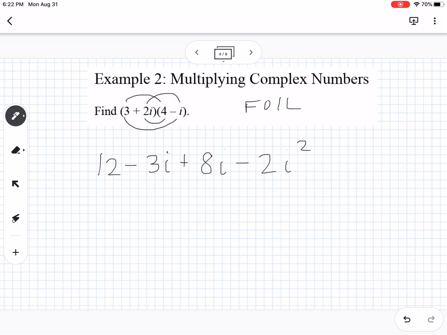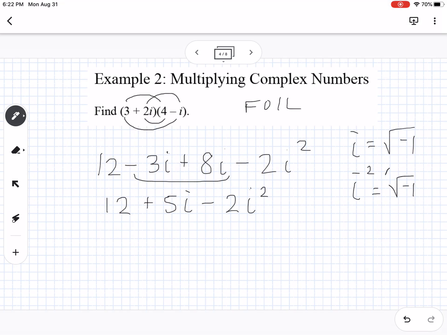Okay, so now we're going to combine the i's. So this would be 12 plus 5i minus 2i squared. So what we have to remember is that i is equal to the square root of negative 1. So i squared is equal to the square root of negative 1 squared, and the square and square root will cancel each other out. So that means that i squared is just equal to negative 1.